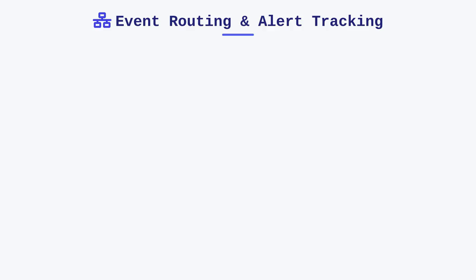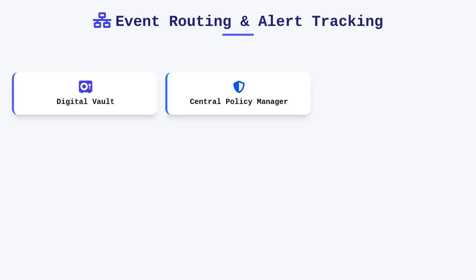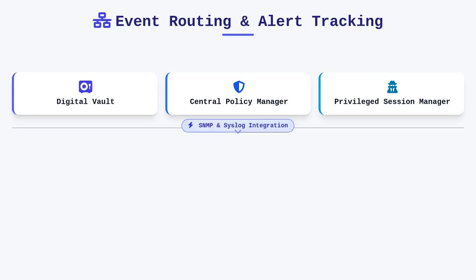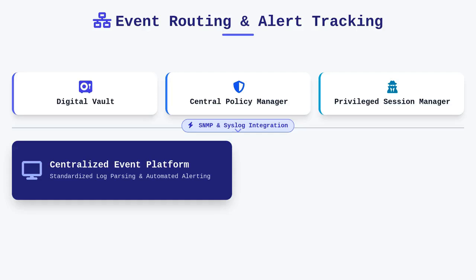Simple Network Management Protocol and syslog serve as the primary conduits for event routing and alert tracking in this context. You need to configure the digital vault and its associated components, such as the Central Policy Manager and Privileged Session Manager, to forward system events to your centralized event management platform. This isn't just about security events. It involves capturing health-specific signals like service state transitions, high CPU utilization, or network latency spikes.